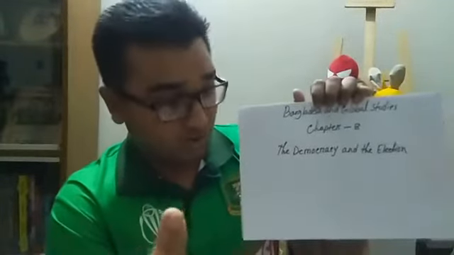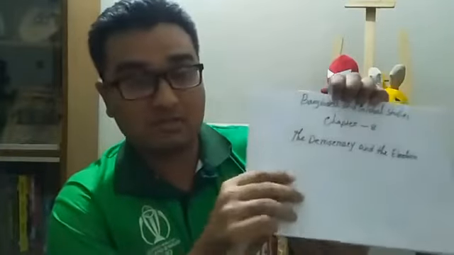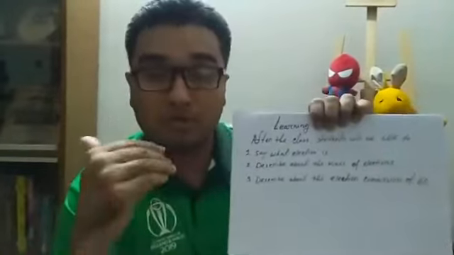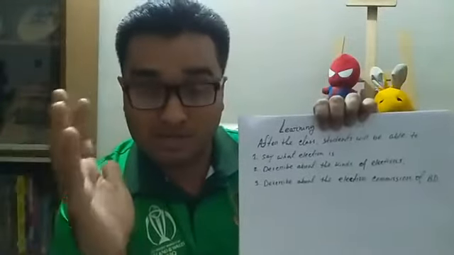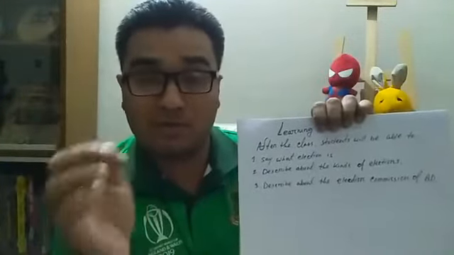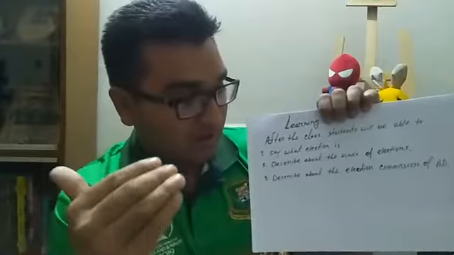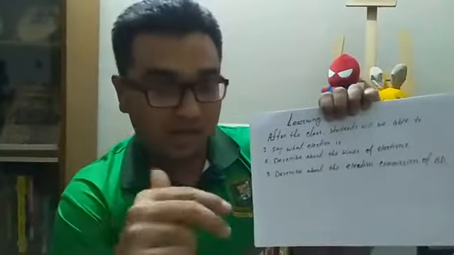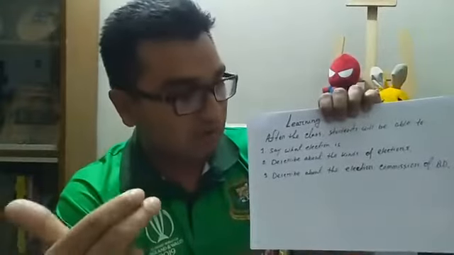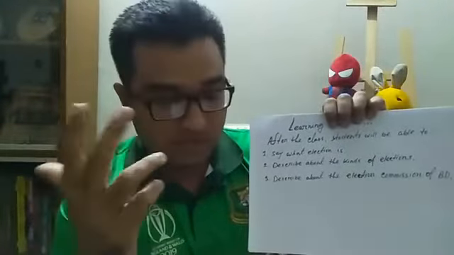Before the start of today's class, I would like to show our today's learning outcome. Here you can see the name of chapter 8, Democracy and the Elections. After the class, you will be able to say what election is, describe the kinds of elections, and describe the Election Commission of BD, that means Bangladesh.